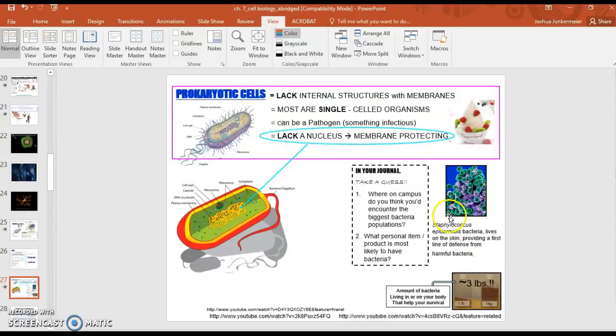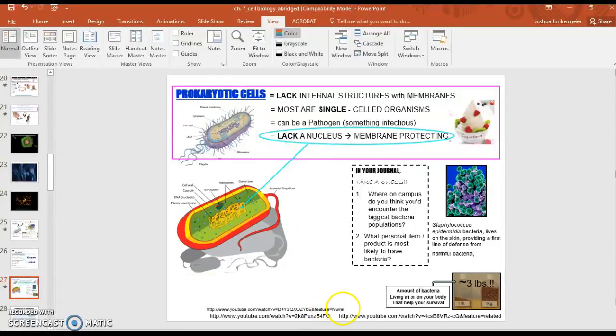So we have Staphylococcus epidermis, which are these green little circles here. This is a microscopic real image of Staphylococcus, but they live on your skin. And we have lots of them. Look at this. It says the amount of bacteria living in or on your body that help you survive is about 3 pounds. I dare you to pick up a 3-pound weight and feel how heavy it is. That's how many bacteria live in your body or on your skin that actually help you survive. That's a lot of bacteria.